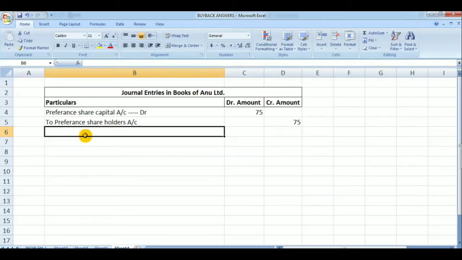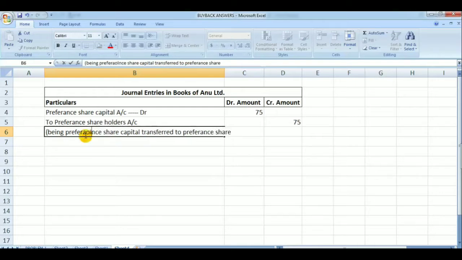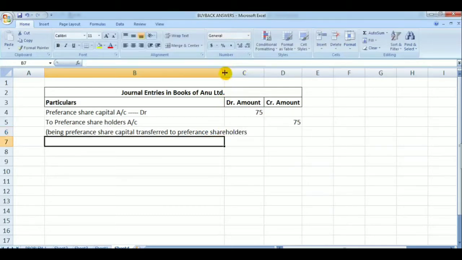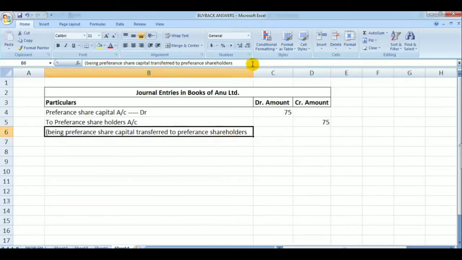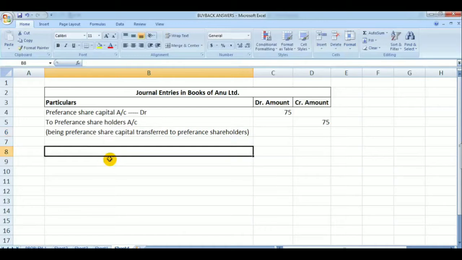The narration I will pass: being preference share capital transferred to preference shareholders. Now this was the first entry. We have transferred the preference share capital. Now we will need to make payment to the preference shareholders.